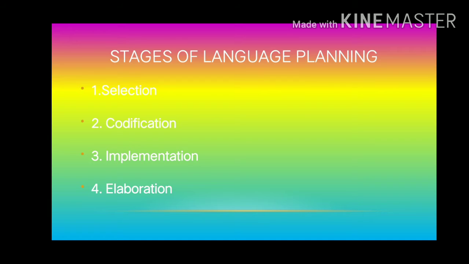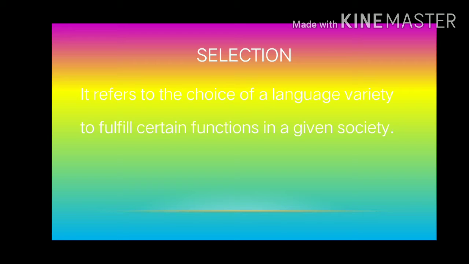Okay, let's see on the slide here the stages of language planning. There are 4 stages of language planning. The first one is selection, the second one is codification, the third one is implementation, and the last one is elaboration. Okay, the first one is selection.